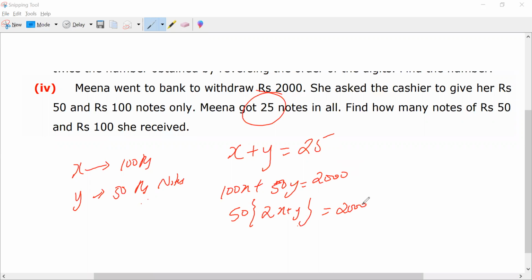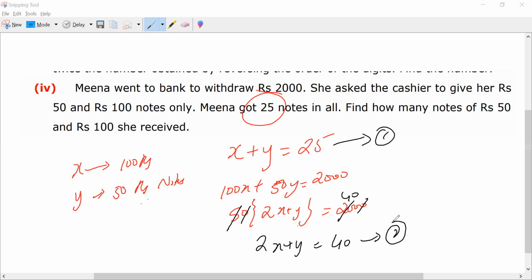If I want, I can cancel the zeros here: 2000 divided by 50 is 40. So 2x plus y I got as 40. The other equation is x plus y is equal to 25. If I solve these equations by the elimination method, I'll get the answer fast. Already I told you the answer: 15 notes of 100 rupees and the rest 10 notes of 50 rupees. That's it.